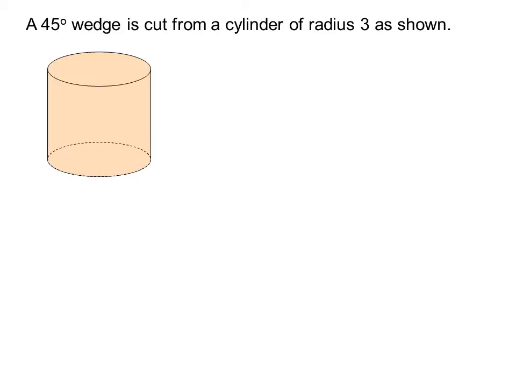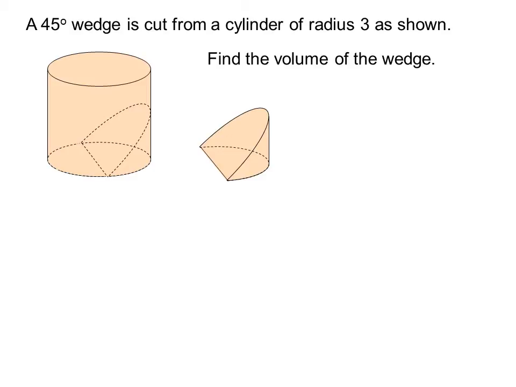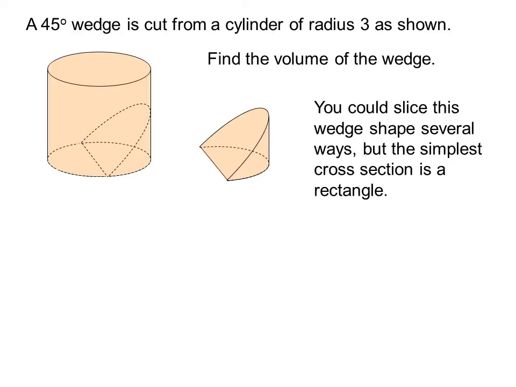This is one of my favorite slicing examples because the results are somewhat surprising. A 45-degree wedge is cut from a cylinder of radius 3 as shown. Picture a large cylindrical cheese, or perhaps a section of telephone pole, and you got a new chainsaw for your birthday. Anyway, we have a wedge. Find the volume of the wedge. You could slice this wedge shape several ways, but the simplest cross-section is a rectangle. Slice this way.